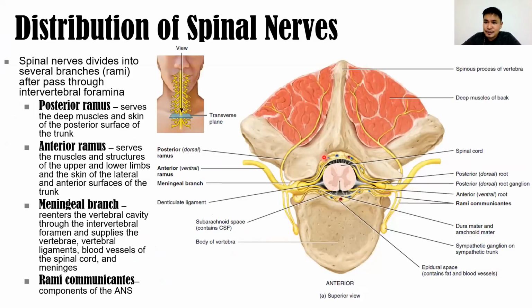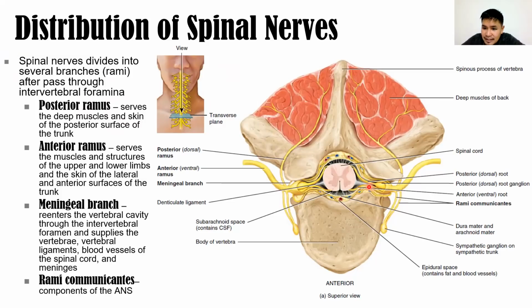Okay, so let's proceed with the distribution of spinal nerves. Spinal nerves divide into several branches or rami. We call it your rami. Ramus, isa. Ramay, marami. After passing through your intervertebral foramina. Okay? Sige. We call it your ramus or ramay. Marami.